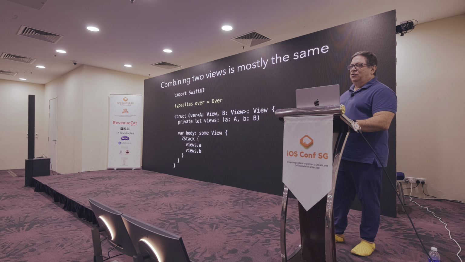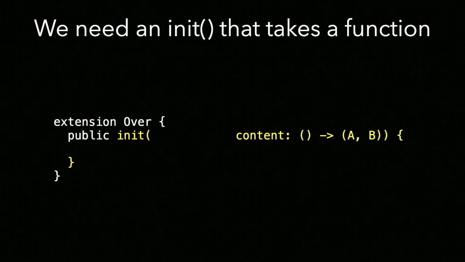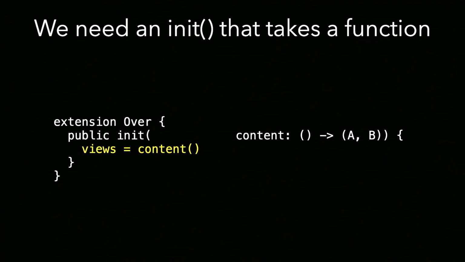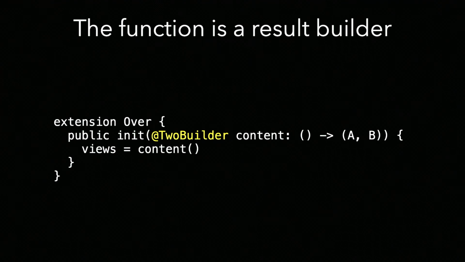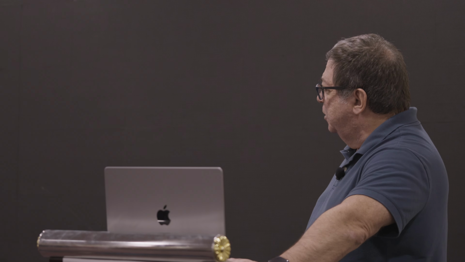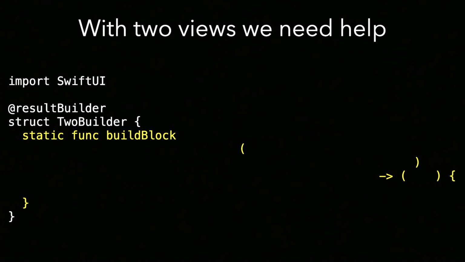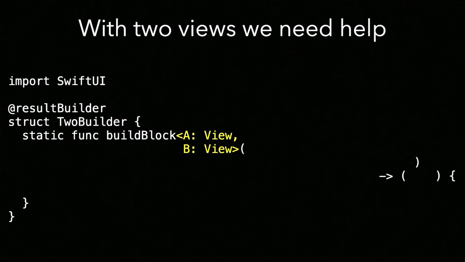Calling it, though, is going to require another init. The init is something that returns a tuple of views. I'm going to call the thing that knows how to do this a to-builder. A to-builder is going to be the thing that makes this work. A to-builder is something that we call in Swift a result builder. And a result builder must have a method called build block, at least one. In this case, my build block will take two views. They might be the same type, they might be different types.